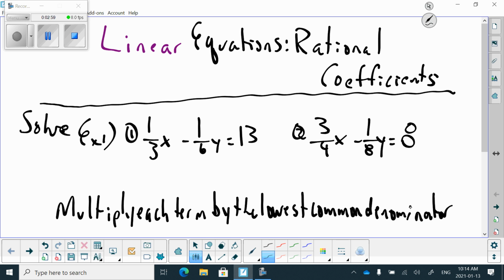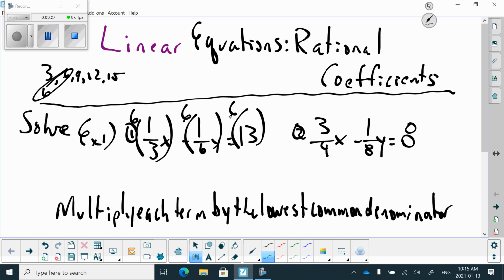If we make a list, 3, 6, 9, 12, 15, and then 6, that's the first one that matches, so that's the lowest one. And if you can't think of the lowest one, if you just take them and times them, it's going to work too. You'll be working with bigger numbers, but it works. But 6 we got, so we multiply each term by 6.